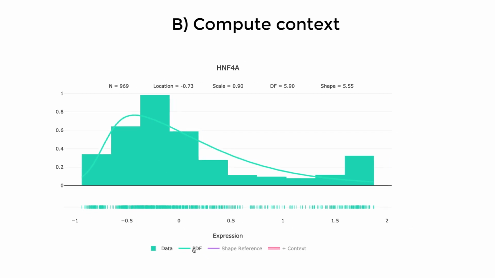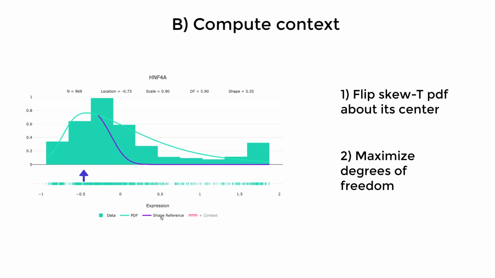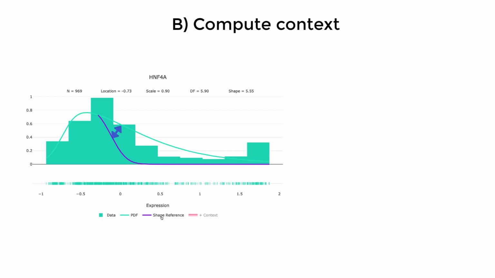So to create the reference PDF, we're going to flip the skew-t PDF about its center, and then maximize the flipped curve's degrees of freedom, giving us this purple reference PDF. Notice there's no purple line extending to the left of the center line. That's because we only care about the purple curve in places where the green curve has a larger value than the purple.